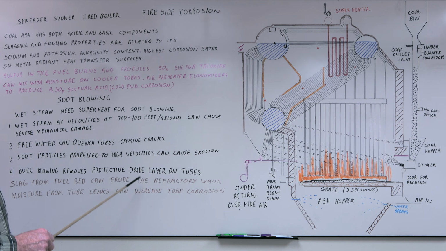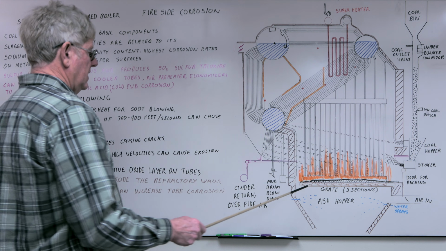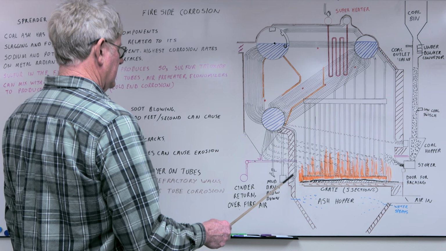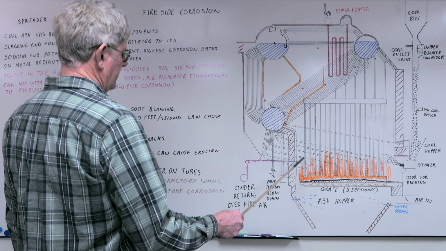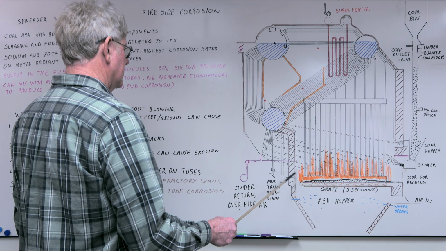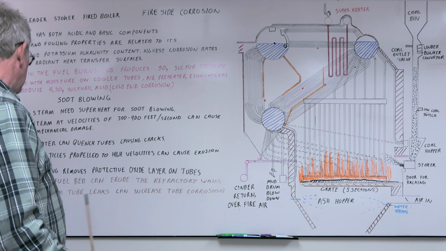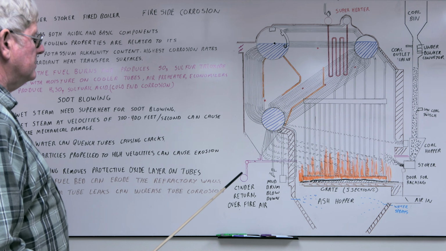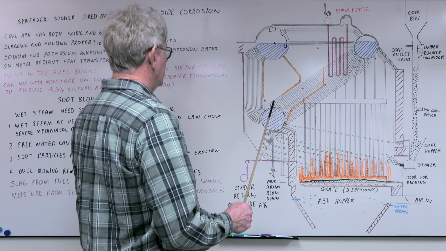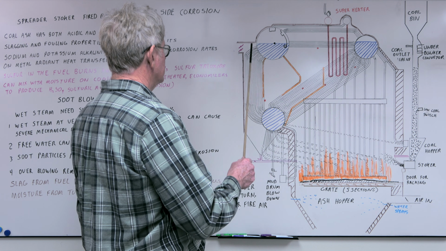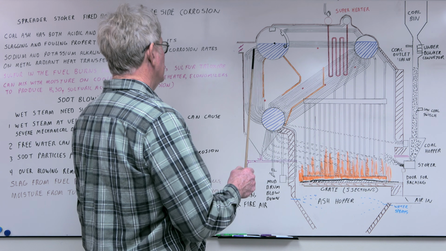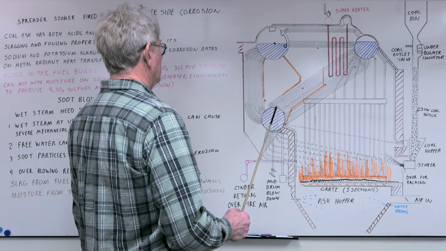Slag from the fuel bed can erode the refractory walls. As your slag has various mineral components, it can react and kind of dissolve the refractory. Especially if you carry your fire too far back, piling a bunch of coal against the back wall, the heat can melt the refractory, and then also the slag can dissolve it. Moisture from tube leaks can increase tube corrosion. If you have a tube leak in here, it can leak for quite a while. Excess moisture goes through and may condense down in various sections, mix with the ash, and produce corrosive compounds. So you may have future tube leaks from a small tube leak.